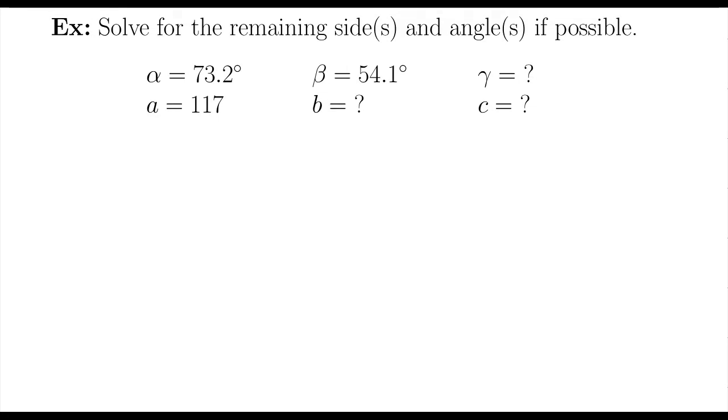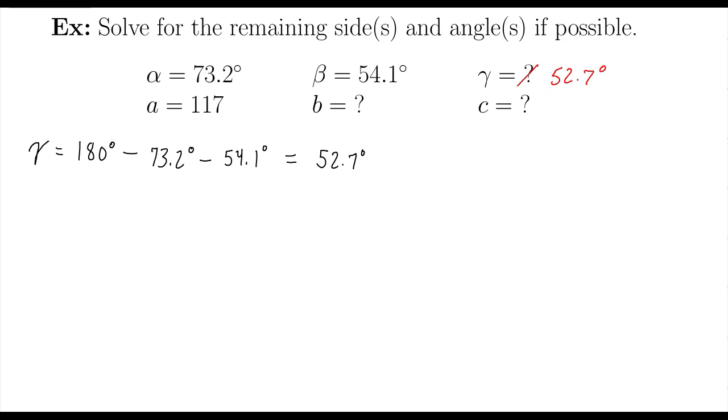Okay, let's solve for the remaining sides and angles of the described triangle. We don't need to use the law of sines to find this missing angle. Remember that angles will always add up to 180 degrees in a triangle. So gamma is going to equal 180 degrees minus alpha, which is 73.2 degrees, minus beta, which is 54.1 degrees, and that comes out to be 52.7. So 52.7 degrees is my missing angle.